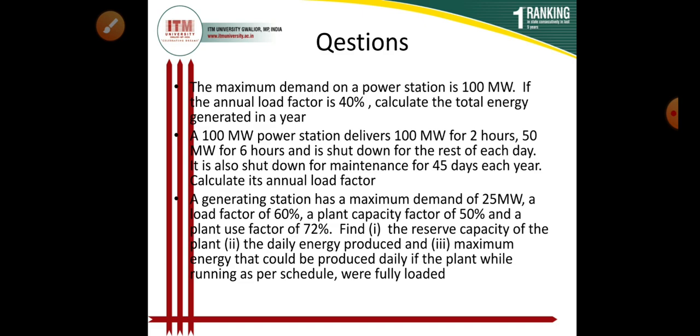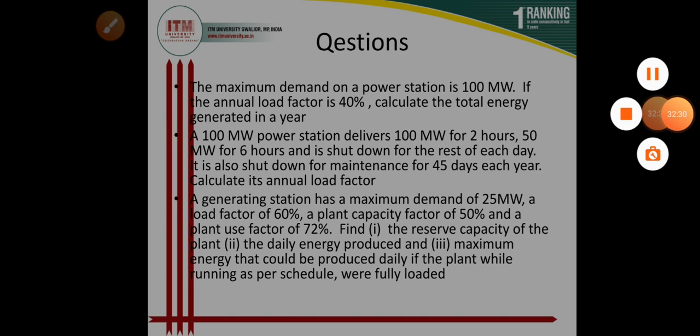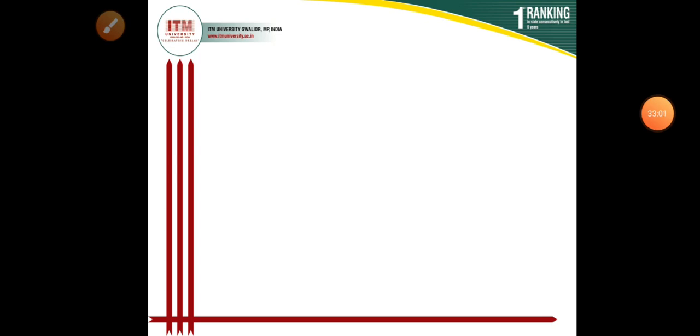So now I want to come to the solution. Read the question carefully and observe the given data. As when I am coming to calculate the demand factor and load factor. So coming to the solution here.